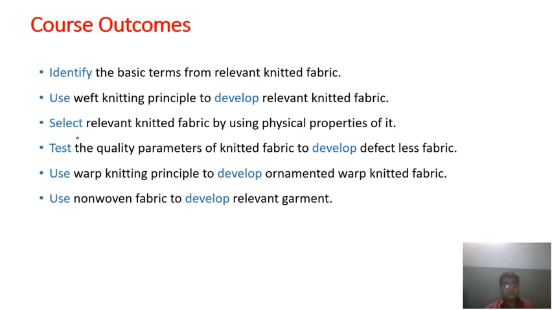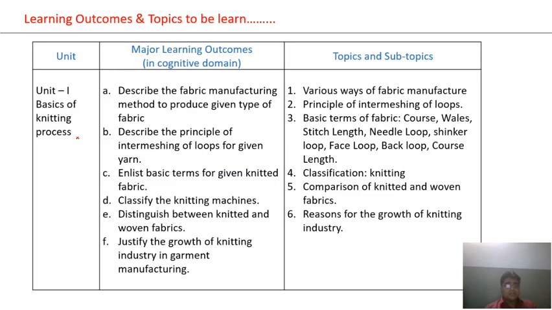Now how are we going to achieve all these things? Here you can see how we are going to achieve these outcomes. This particular table specifies some unit numbers and some major learning outcomes. What topics you are going to learn, after learning these topics what learning outcomes you will achieve, and indirectly, if you achieve these learning outcomes, you achieve those course outcomes. The very first thing we start with is unit number 1, the basics of knitting process.